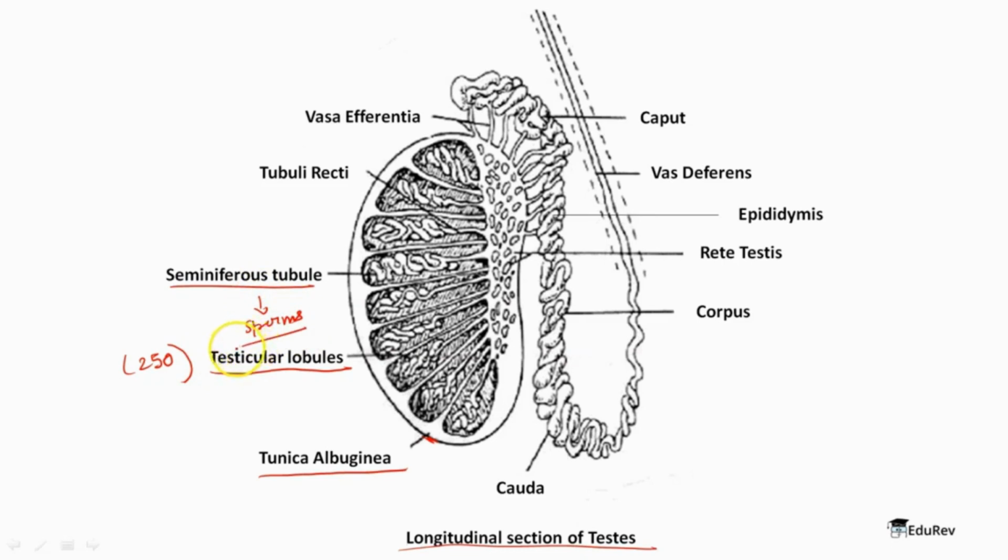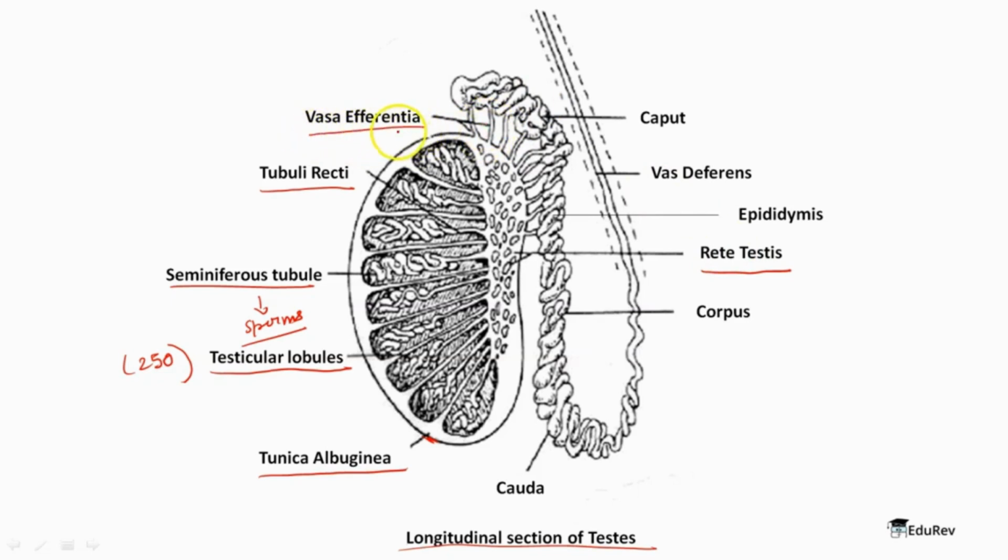From the seminiferous tubule, a duct is arising which is known as tubuli recti. Okay, this is tubuli recti. All the ducts from all the compartments join and form a mesh like rete testis. From rete testis, small ducts will come out and will carry sperm outside the testis and is known as vasa efferentia. Right? This is vasa efferentia, and this is the duct which carries the sperms outside the testis.